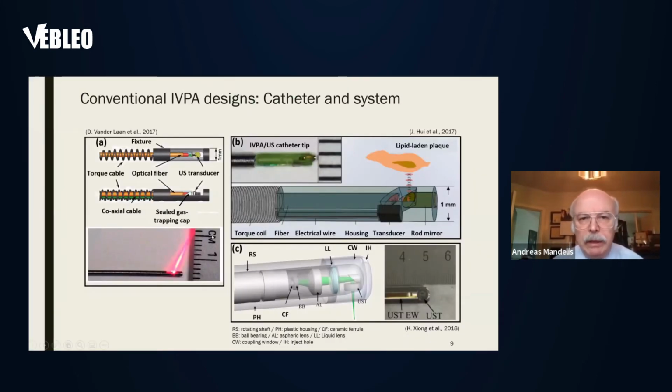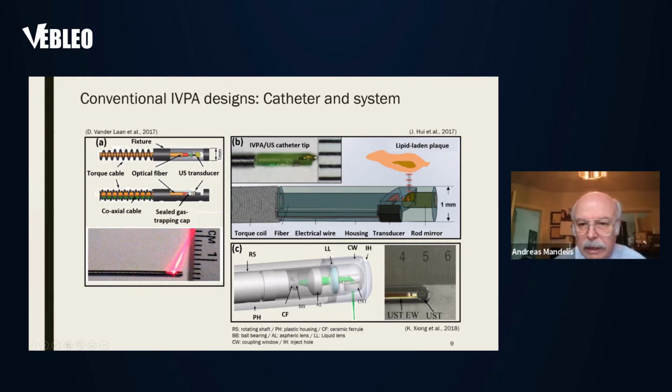Now, when we're applying this to catheters, you remember we need to go to the coronary artery, so we need to have a catheter in there that will be able to image the walls of the artery. So I'm showing some conventional photoacoustic designs for the coronary artery. And what we're seeing is almost all of them have torque cables because you really need to rotate around.